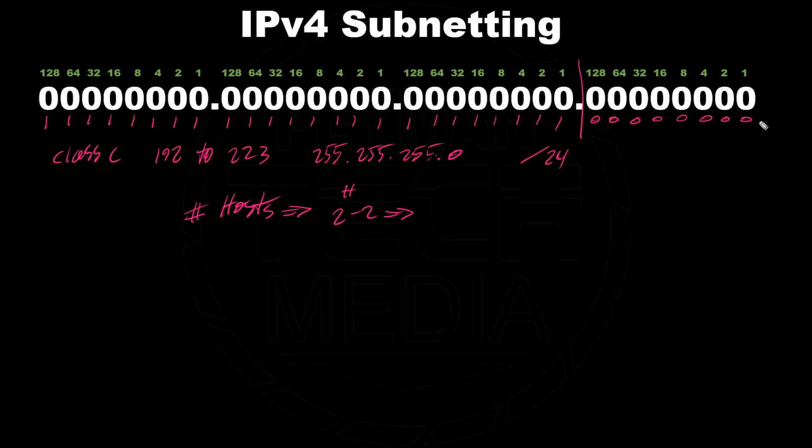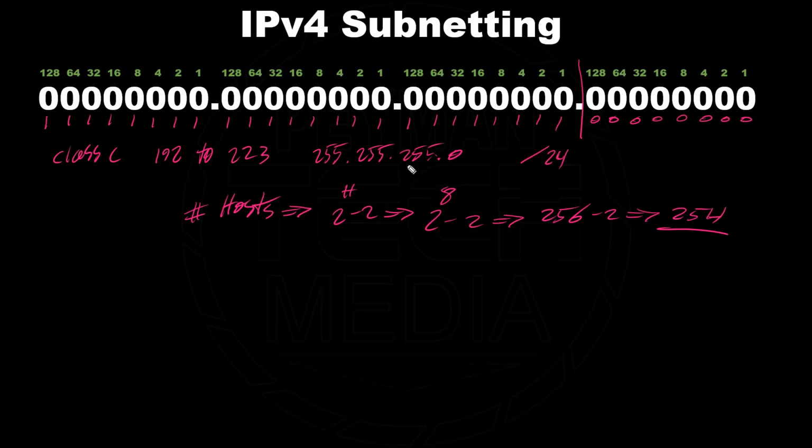So how many host bits do we have? Zeros represent host bits. We have 8 zeros, 2 to the power of 8 minus 2. That's 256 minus 2, which is 254. So 254 available IP addresses we have. So this is one big network with 254 available IP addresses.